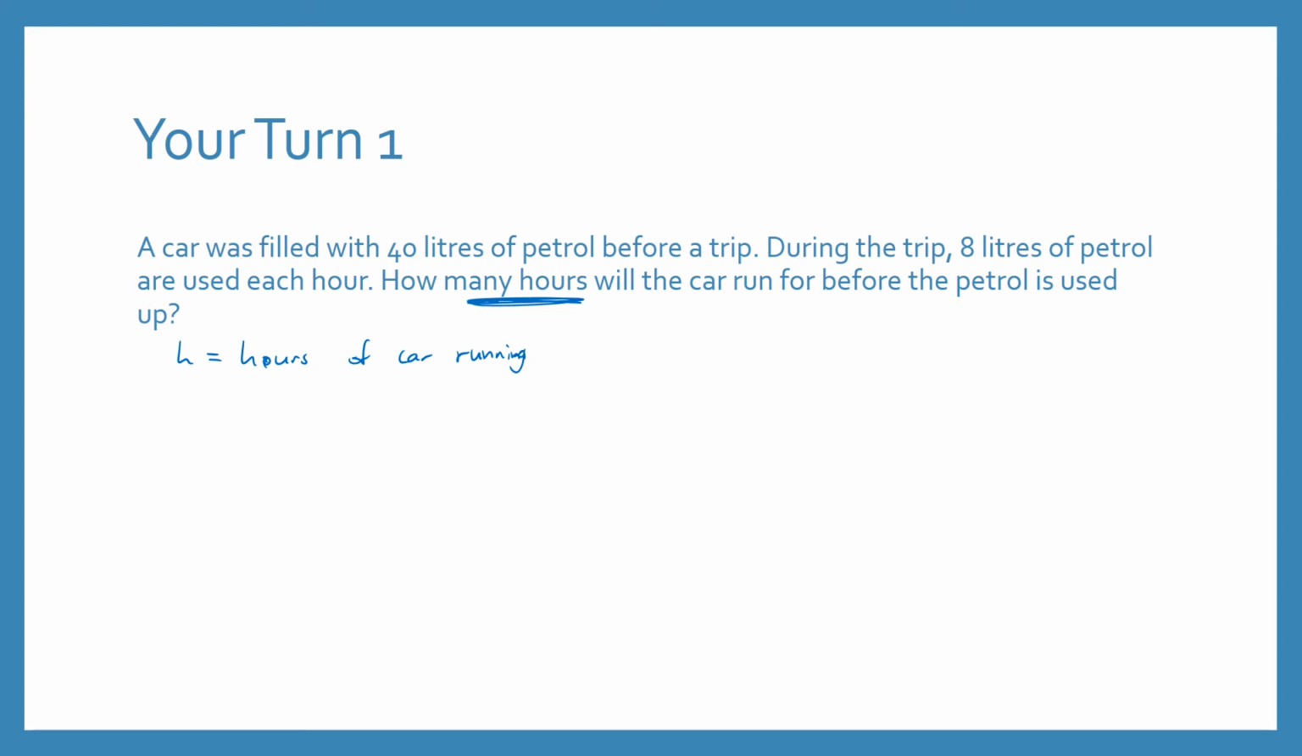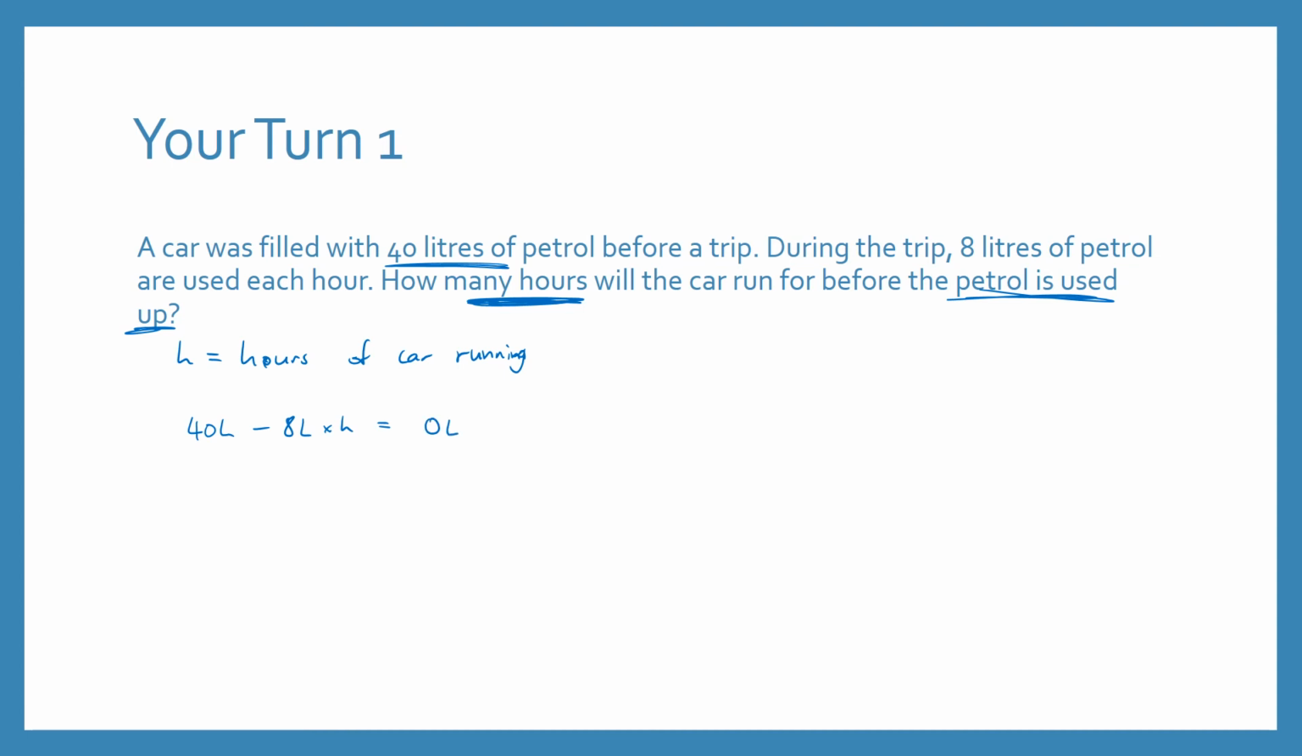Now we can put it into an equation. Now the car was filled with 40 litres, so we start with 40 litres. So I'm going to write 40 litres. During the trip, 8 litres of petrol are used every hour. So what we're doing is we're taking 8 litres away every hour. So every hour we're running the car, we're losing 8 litres. Now this is an expression which represents what's there, but we want the equation so we can solve it. We want to ask how long will the car run before the petrol is used up? So in other words, when this is going to equal 0 litres.